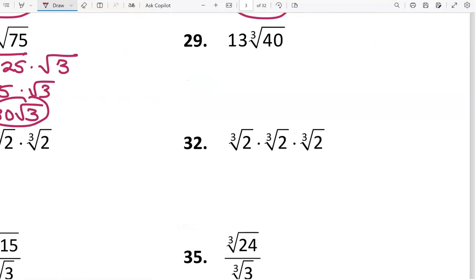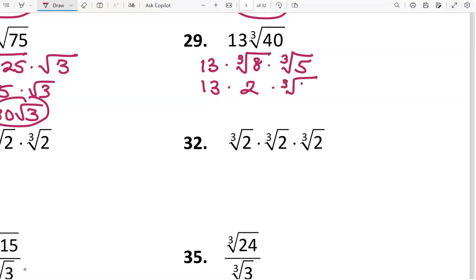In 29, 13 times the cube root of 40. So we have 13 times, and we're looking for a perfect cube factor. Remember, our perfect cube factors are 1, 8, 27, 64, etc. 8 is the largest number that divides evenly into 40. So this is 13 times the cube root of 8 times the cube root of 5. And the cube root of 8 is 2. So this gives us a final result of 26 times the cube root of 5.